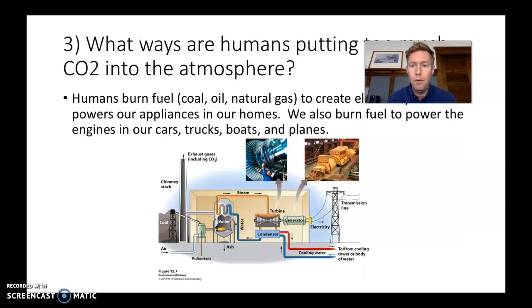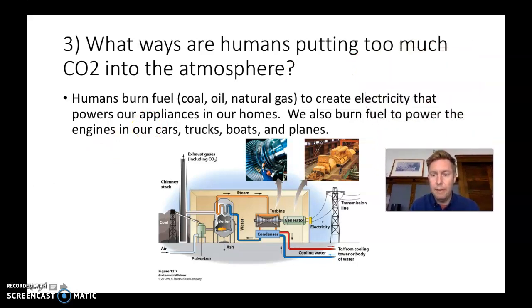Okay, if you notice also, these slides are labeled slide 1, 2, 3. This is slide 3. So make sure you're following along with your guided notes. Humans are putting too much carbon dioxide into the atmosphere by burning coal, oil, natural gas.